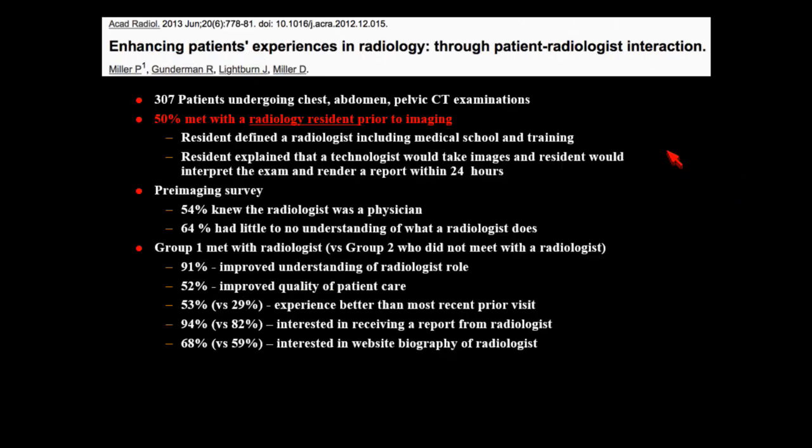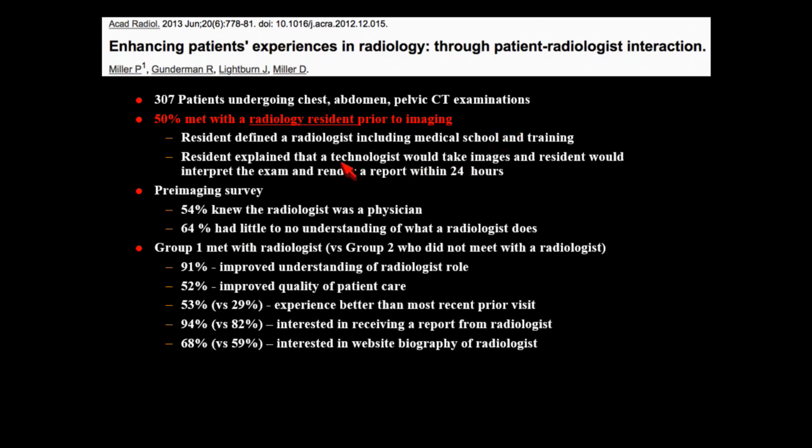So how do we improve upon that? This is a study performed by Miller, Gunderman, et al., where they had 307 patients undergoing chest, abdomen, and pelvic CT examinations. And 50% of the patients met with a radiology resident prior to imaging, and they were group 1, and 50% did not meet with a radiology resident.